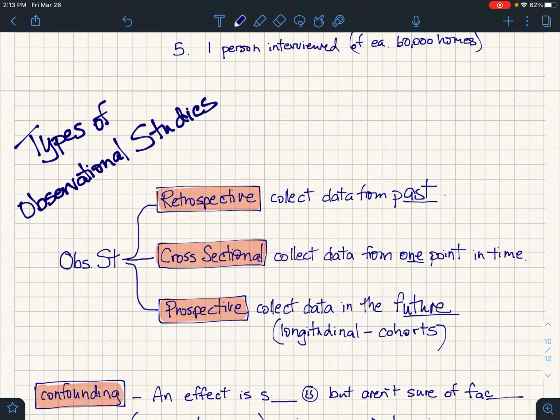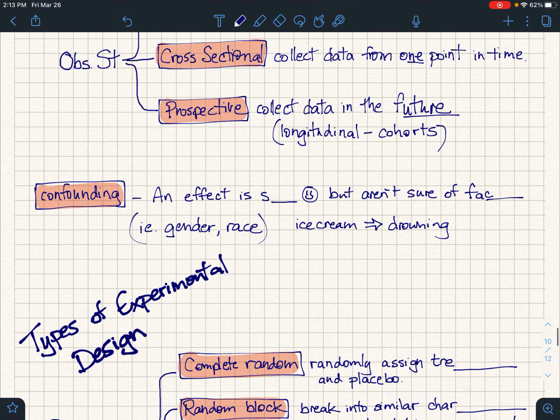And that one is you set up, this is what I call the procrastinators. You set it up for the future. And you look at a group of people as they move through time, or animals, or whatever, okay? So those are the 3 types of observational studies that you can do.